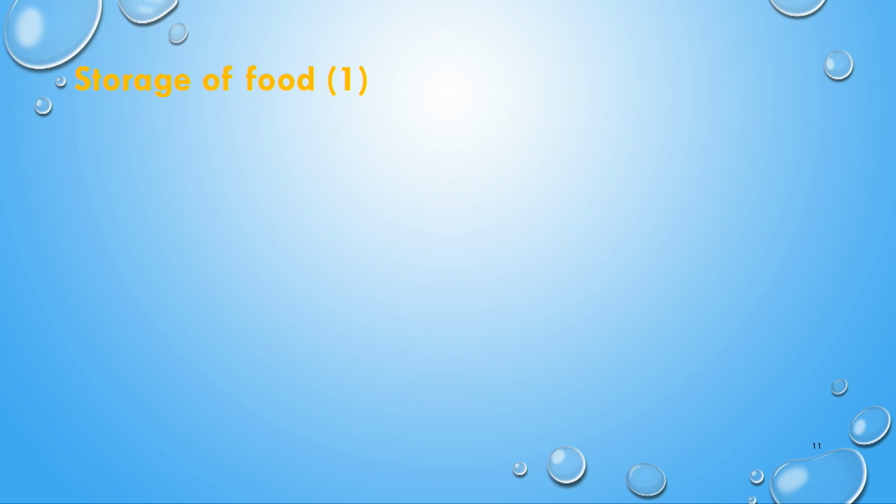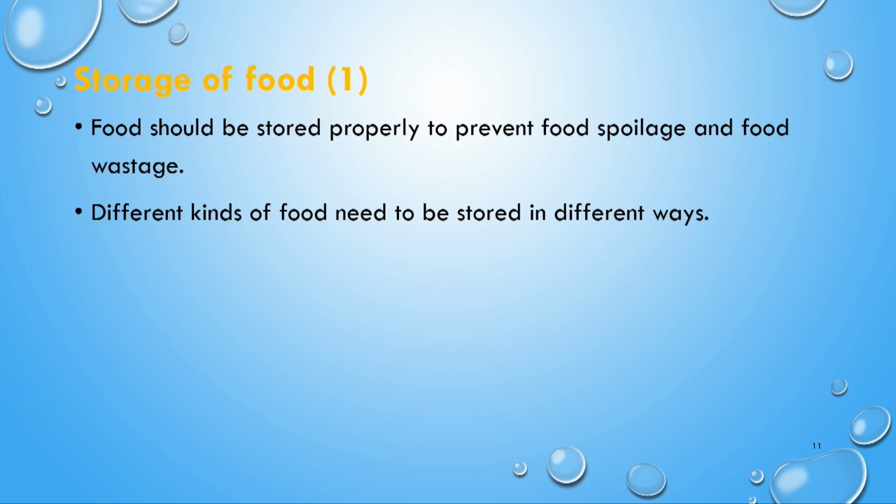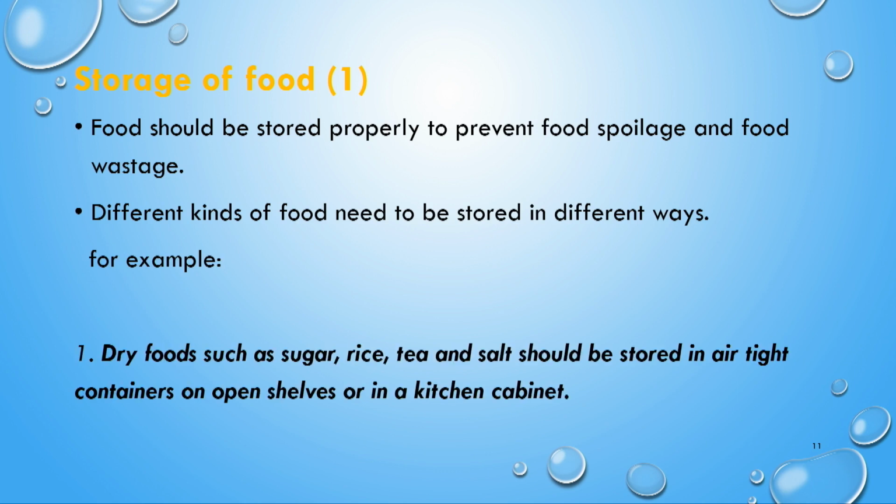How can we store food to protect from spoilage? Food should be stored properly to prevent food spoilage and food wastage. Different kinds of food need to be stored in different ways. For example, dry foods such as sugar, rice, tea, and salt should be stored in airtight containers on open shelves or in a kitchen cabinet.